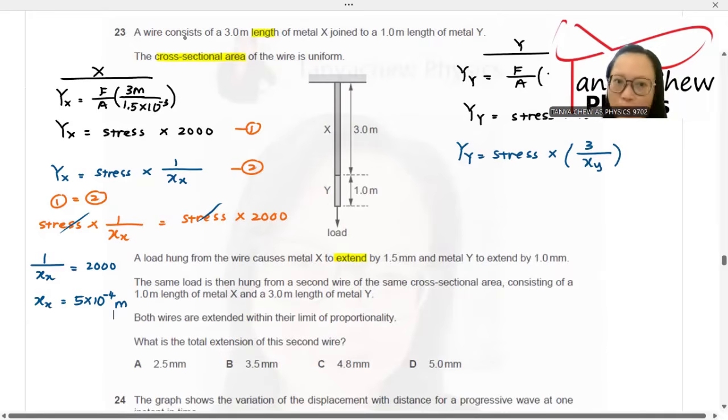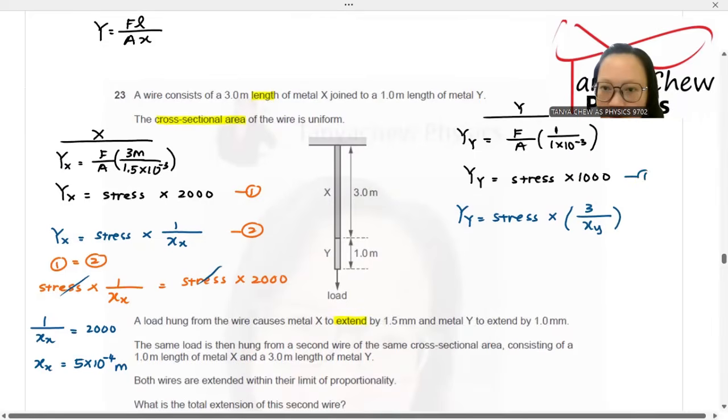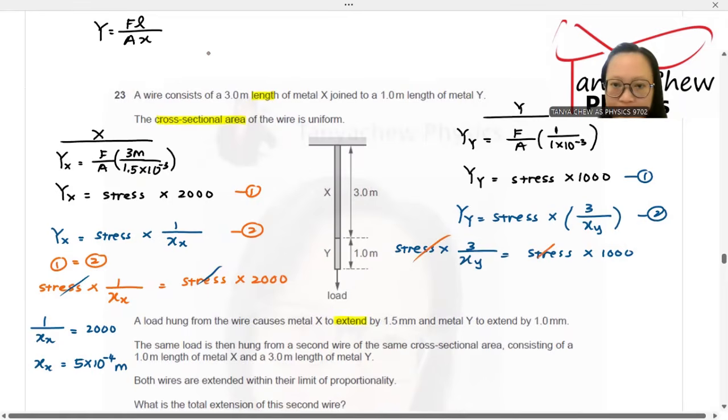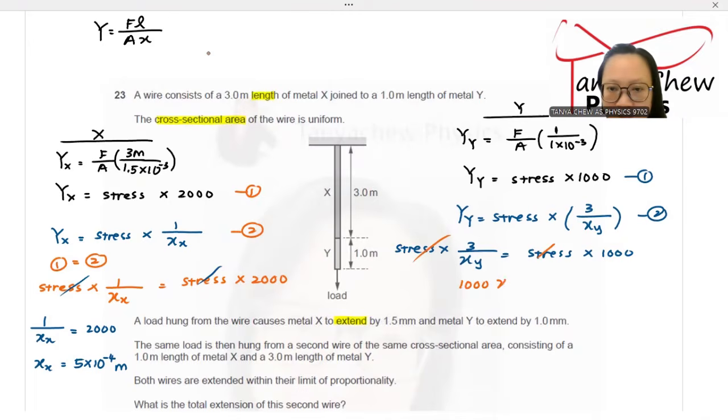What about Y? Y, I do the same thing as well. Equation 1 is equal to equation 2. So stress times 3 over extension of Y is equal to stress multiplies by 1,000. Cancel the stress. And then 1,000 extension of Y is equal to 3. Extension of Y is equal to 3 divided by 1,000, which is equal to 0.003 meter.